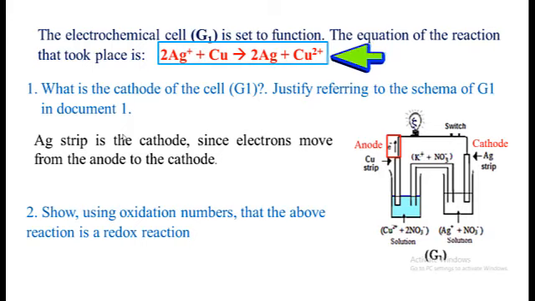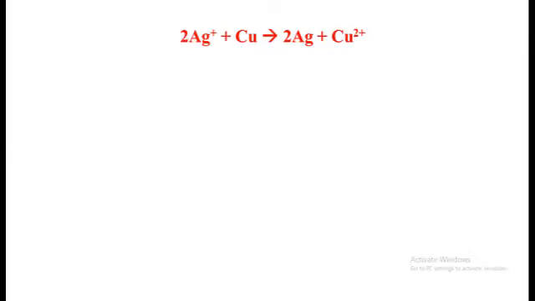Now, number 2. Show using oxidation numbers that the above reaction is a redox reaction. 2Ag+ plus Cu gives 2Ag plus Cu2+. As I told you in the previous videos, you should not take into consideration neither the coefficient nor the subscript while you are calculating the oxidation number of an element inside the equation. So the oxidation number of Ag+ is plus 1, Cu is 0, Ag is 0, Cu2+ is plus 2. The oxidation number of Ag+ decreases from plus 1 to 0, and the oxidation number of Cu increases from 0 to plus 2.